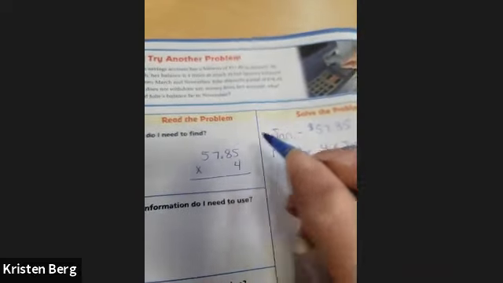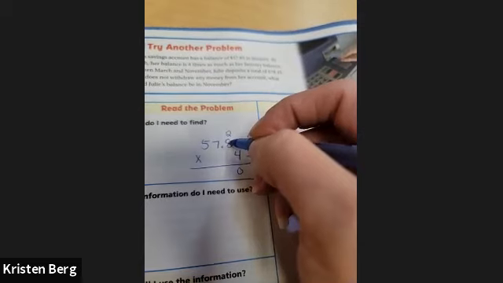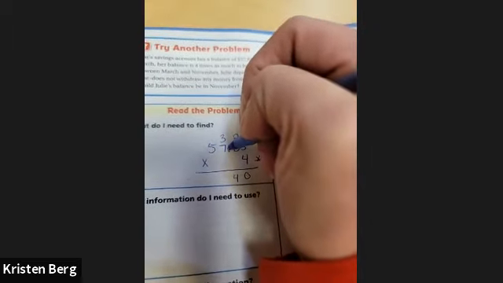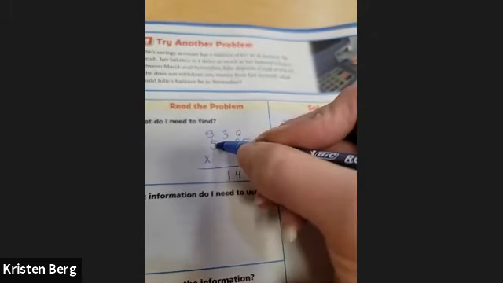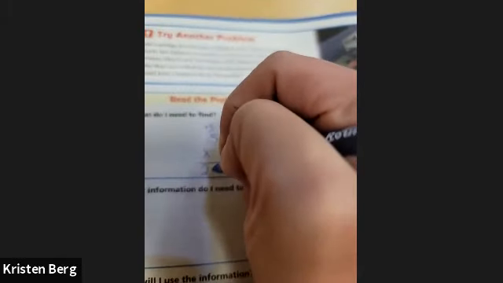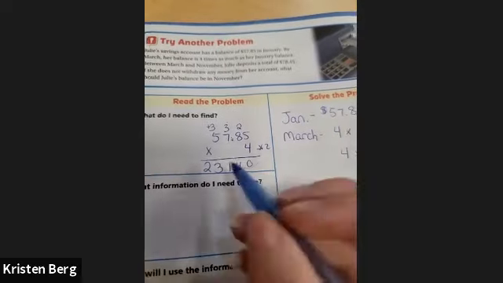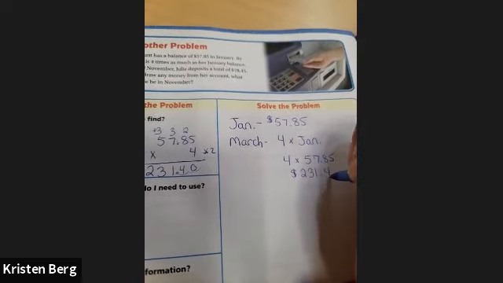So now I can do that. $57.85 times 4. How many numbers are after the decimal? There are 2. So 4 times 5 is 20. Carry your 2. Then 4 times 8 is 32, plus 2 is 34. Then 4 times 7 would be 28, plus 3 is 31. So that would be a 1. Carry your 3. Then 4 times 5 is 20, plus 3 is 23. And then don't forget, you have to move it in this many places. So starting from the back, move it in 2 places. So therefore, this number comes out to be $231.40 for March.